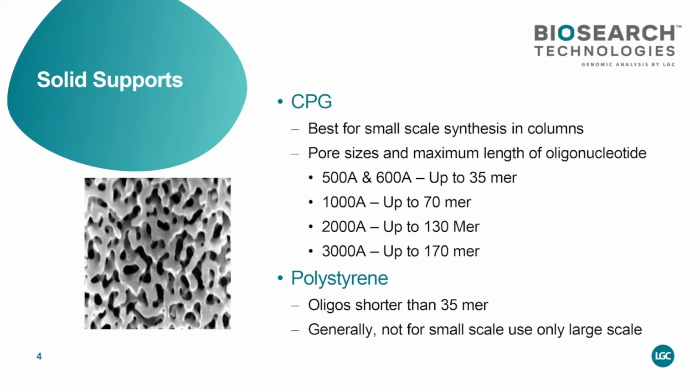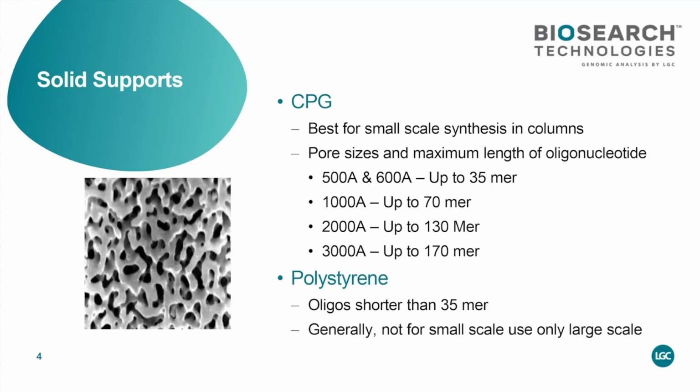They come in 500, 600 angstrom, which are good for oligos that are under 35 mers, because the hole is very small and it fills up. What you don't want to do is try to make a really big molecule and stuff it in a very small space, because then you're going to kill the synthesis, because the flow through those little channels is going to be constricted.